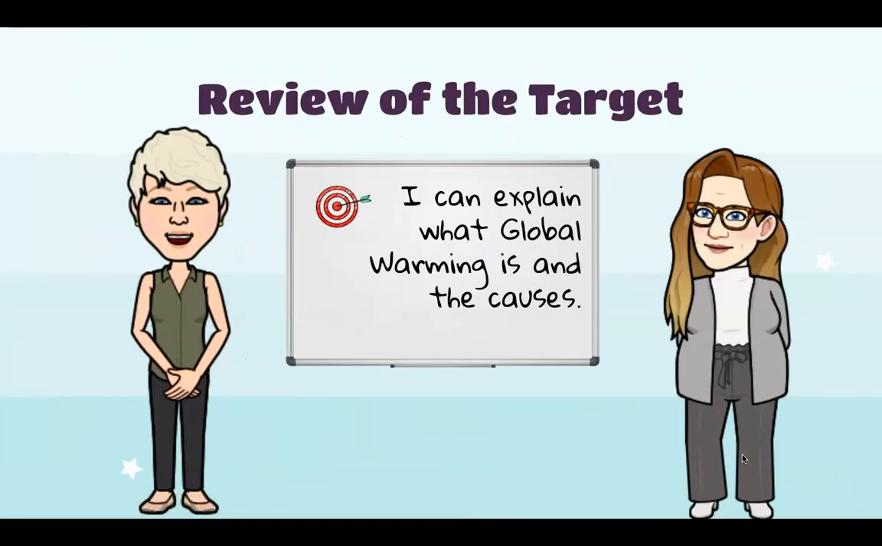All right, so that's it. Let's review our target. Your target was, I can explain what global warming is and the causes. Well, global warming is the average increase in the global temperature. And what's causing that? An increase in greenhouse gases.